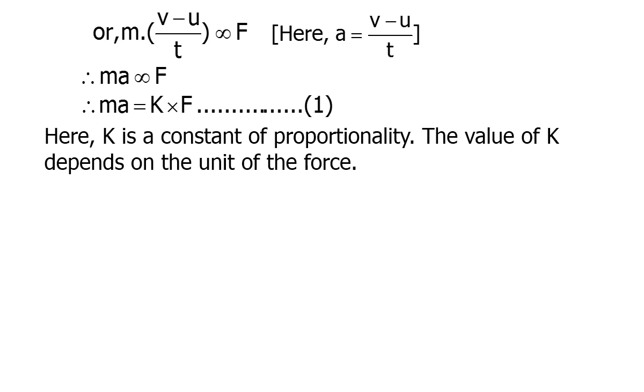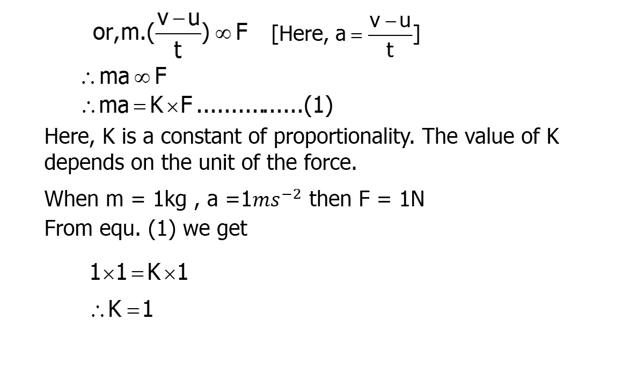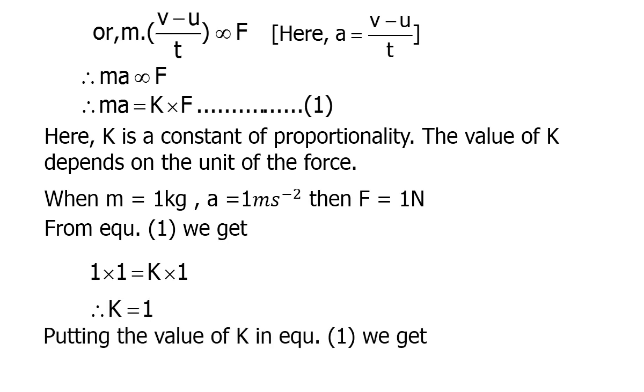If m equals 1 kg and a equals 1 meter per second square, then F equals 1 Newton. From the equation we get that the value of k is 1. So putting the value of k in equation 1, we get F equals ma.